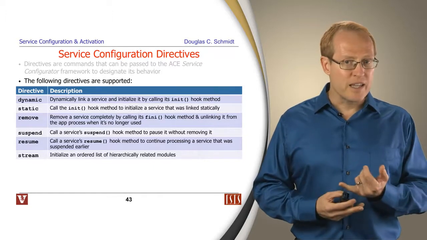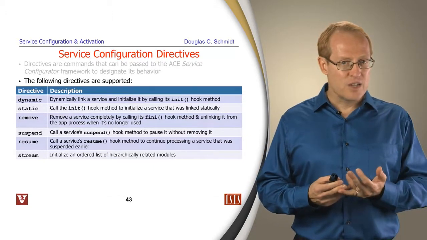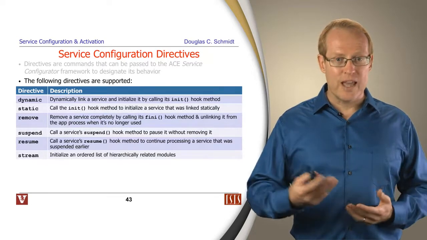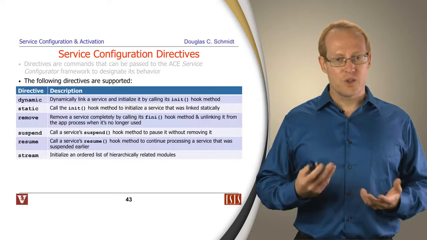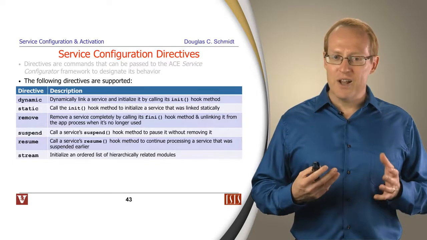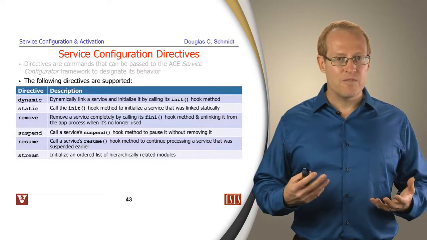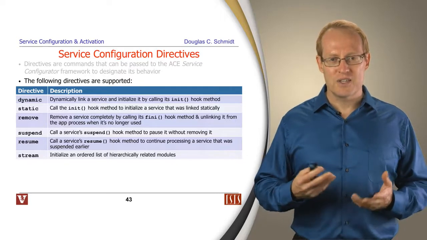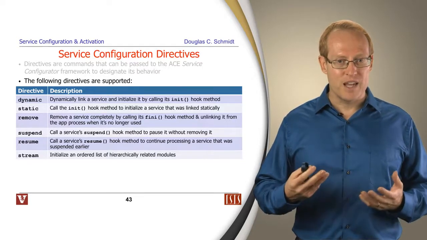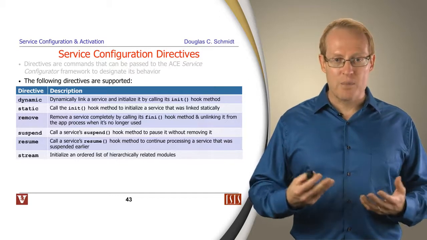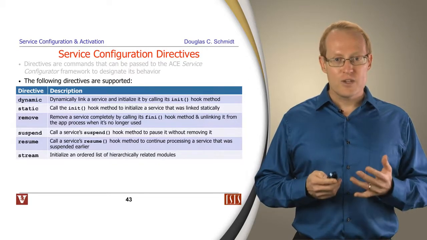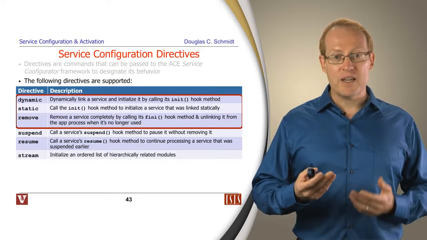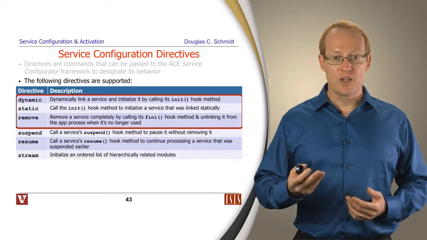ACE Service Configurator Framework supports a number of different types of directives. It supports dynamic linking directives, static initialization directives. It supports a directive for removing something that was either linked statically or dynamically to shut it down. It supports directives for suspending and resuming services, and it also makes it possible to dynamically configure certain hierarchically composed services. We won't talk much about that at all in this example, but it's yet a further way of being able to integrate dynamic composition with other capabilities that ACE provides in terms of layered service composition.